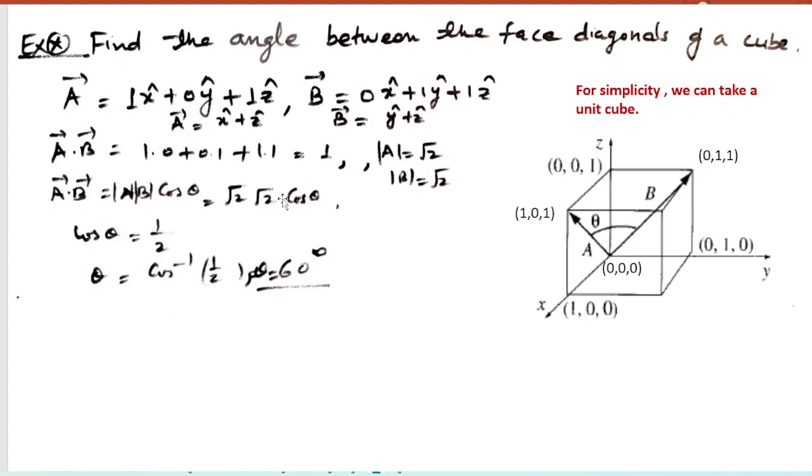Using the dot product rule, A dot B equals AB cos theta. So cos theta equals 1 by 2, and theta equals cos inverse of 1 by 2, which means theta equals 60 degrees. This is how we can find the angle between any two face diagonals.